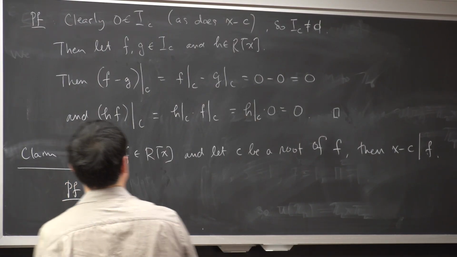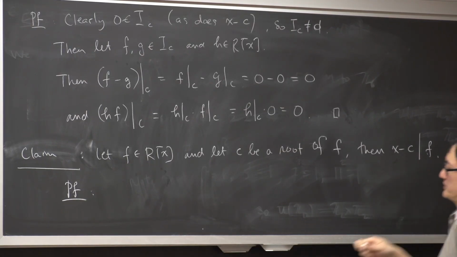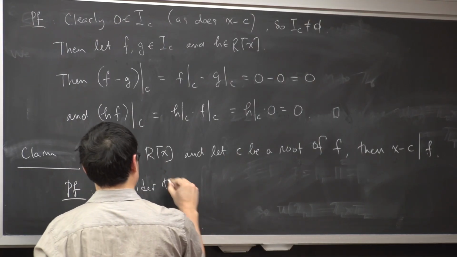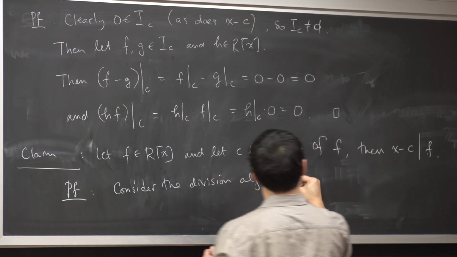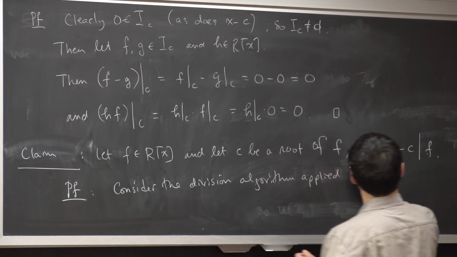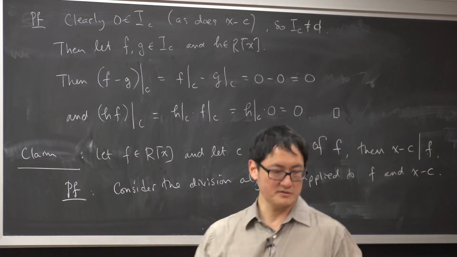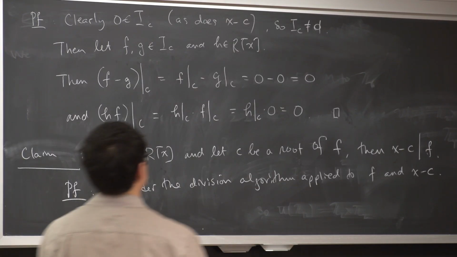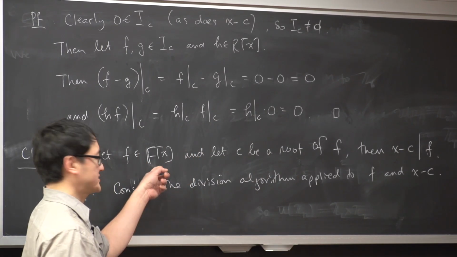So let's talk about this for a second. Let's talk about X minus C dividing F. I want to know about this. So consider the division algorithm applied to F and X minus C. So what can you tell me? Why was it wrong to write R?